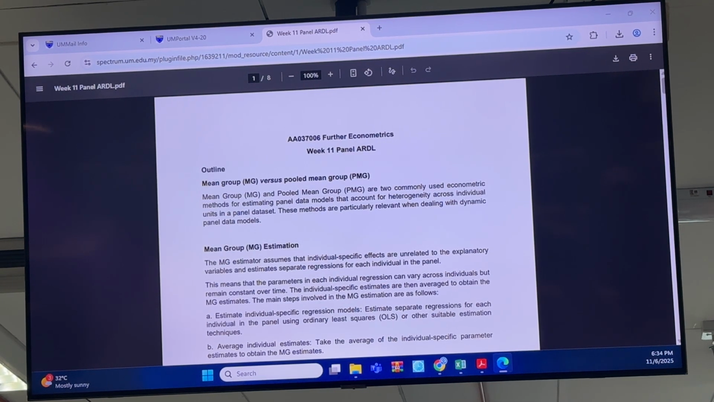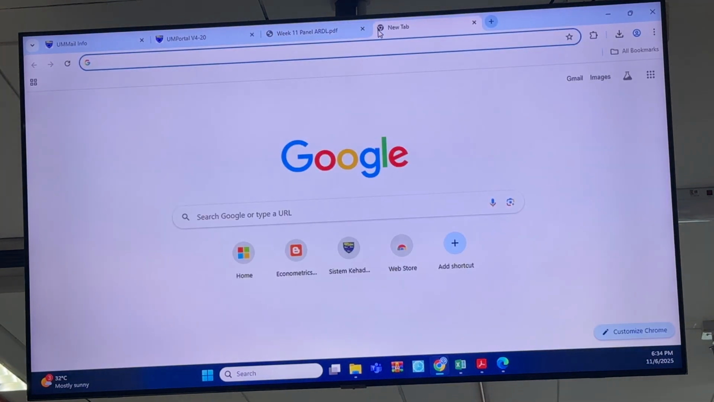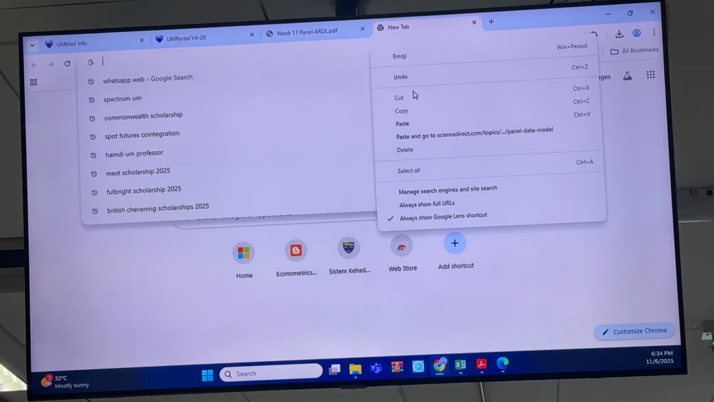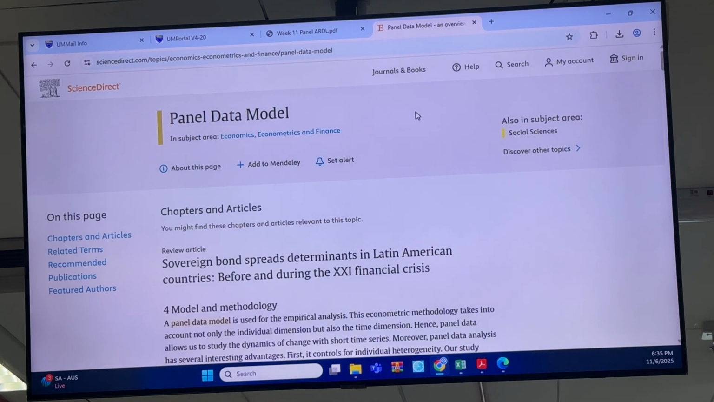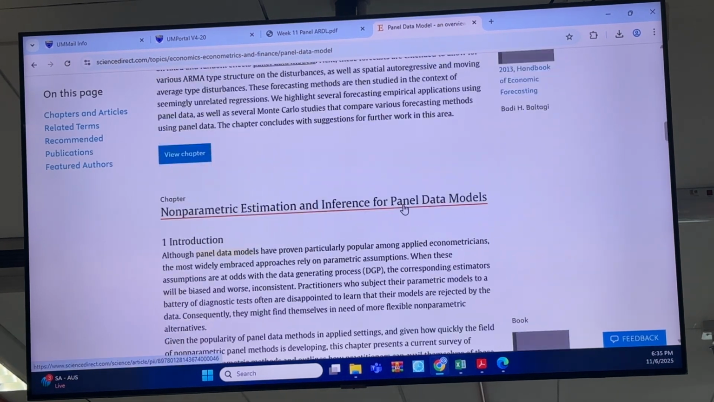Copy. Come here, please. Yeah, it's okay. I don't know why my desktop here got two screens. And then okay, here is correct.